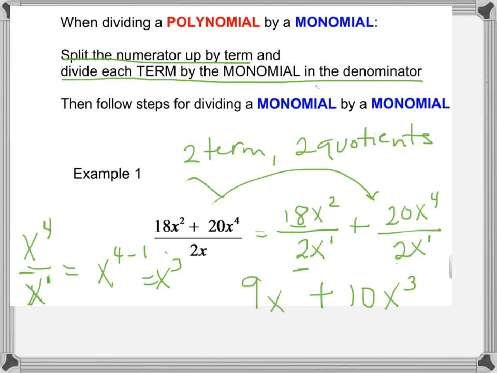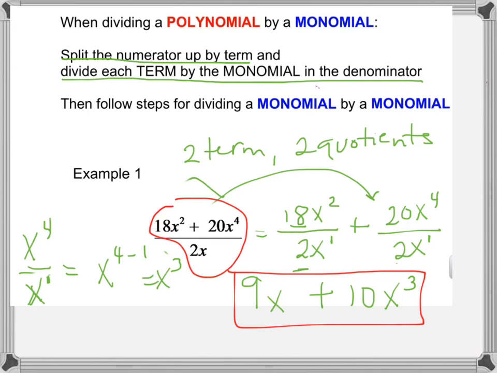Okay? So back to our problem, we've just divided this binomial by a monomial, and we get this as a result. And notice there's nothing else I can do here because 9x and 10x cubed are not like terms, so I don't add them together. So that's my answer right there. Okay, 18x squared plus 20x to the fourth divided by 2x is 9x plus 10x to the third. And I like to write it in descending terms, so you actually might want to end by writing your polynomial, in this case your binomial, in descending terms.